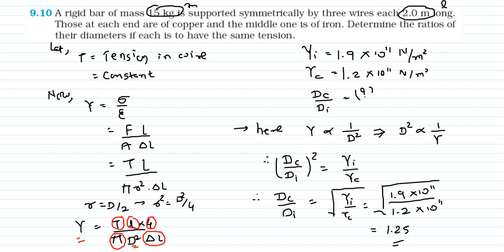Okay, तो इजी सम है. That means यार मास या लेंथ ऐसा कुछ भी कोई भी काम में नहीं है, that is just information. Okay, because here Young modulus is inversely proportional to square of the diameter.